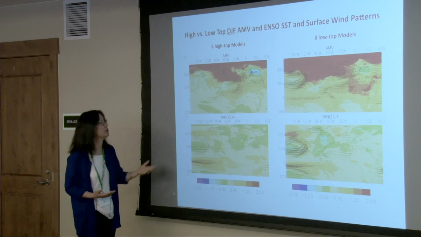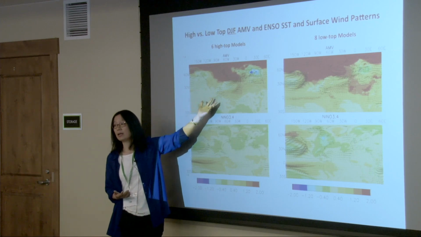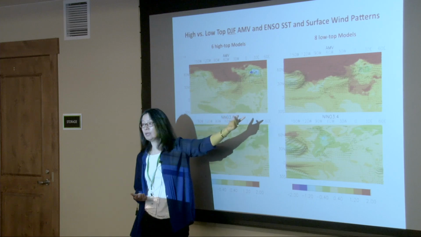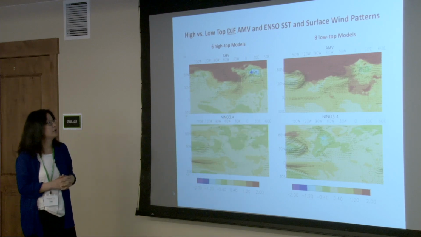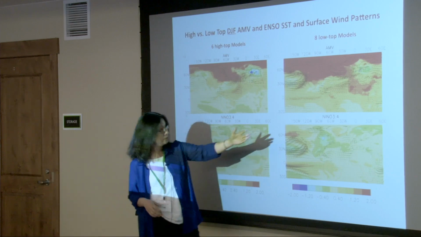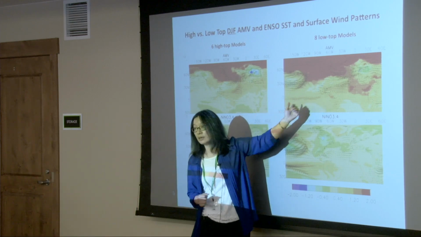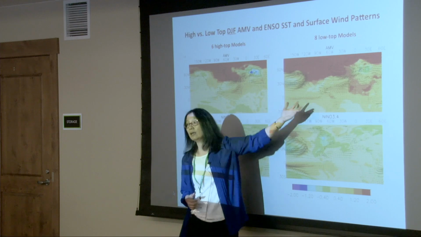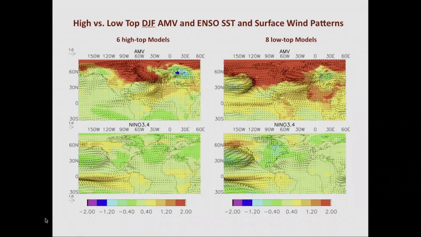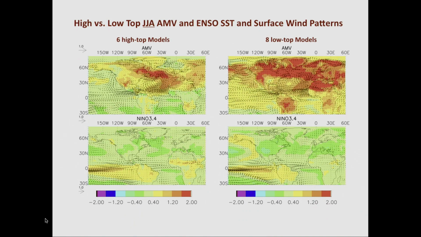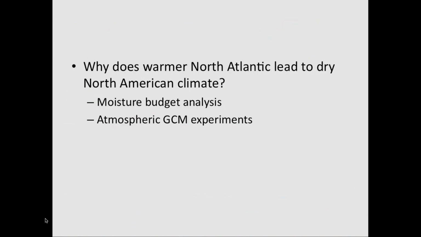We're not exactly sure why, but there are two possibilities. One is that the circulation itself, actually generated by AMV, is forcing the Pacific in the low top models. The other, which we think is more likely, is that some of the AMV patterns in the low top models may be driven by the El Nino signal or the Pacific signal. And this is just the summer.